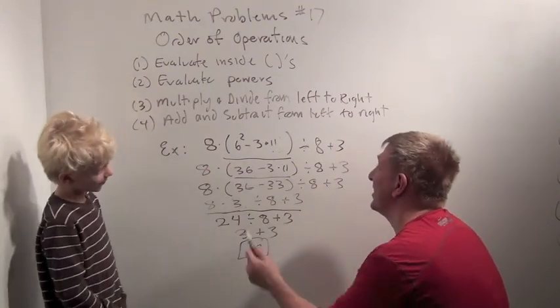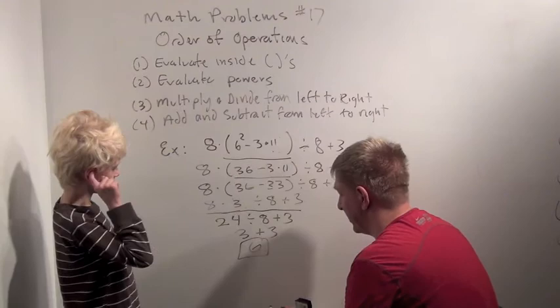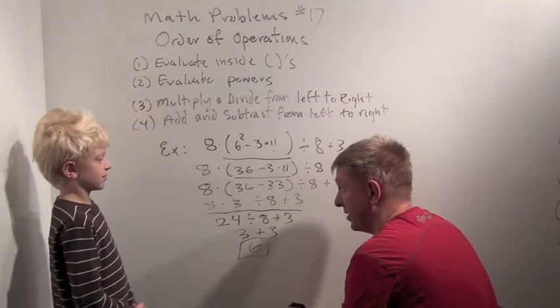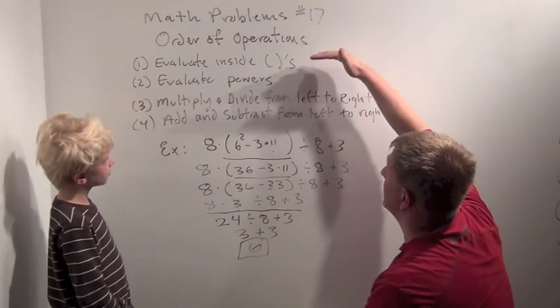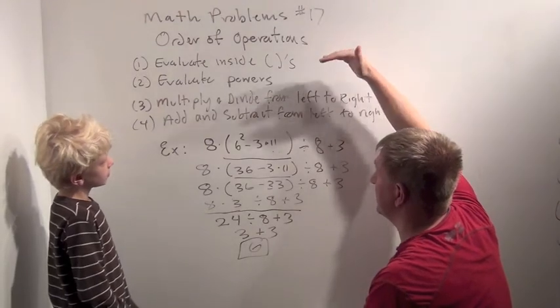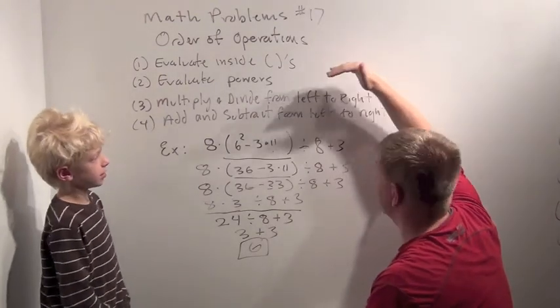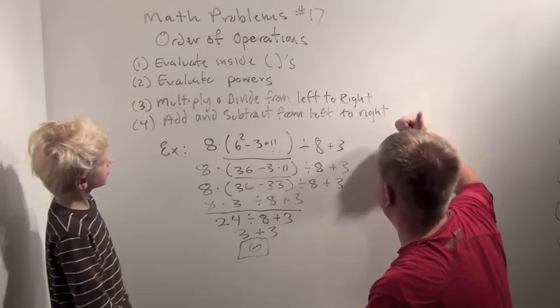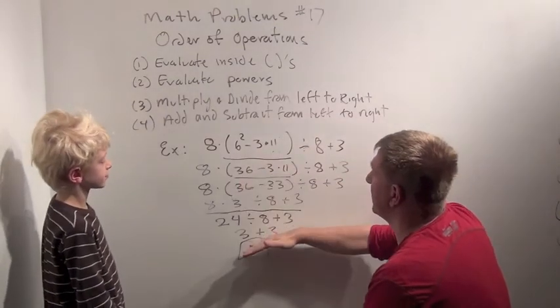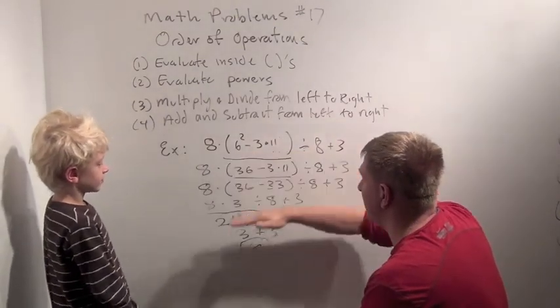Now, this was one of your homework problems. I just wanted to do it as an example, in case you needed to refer back to it. So, evaluate inside parentheses first, evaluate powers second, then multiply and divide from left to right, then add and subtract from left to right. That helps you turn this complicated expression into 6.